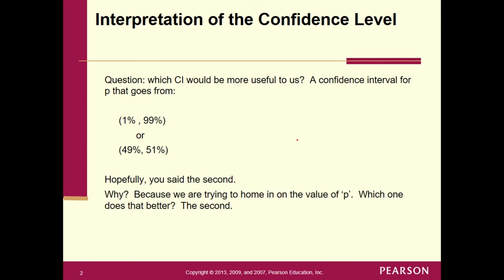And why? Because remember what we're trying to do. We're trying to home in on the value of the population proportion P. We're trying to home in on the value of whatever parameter we're creating a confidence interval for. All right. And obviously, the second one does a much better job. It is limiting the amount of numbers that we have to take a look at, with regards to that particular parameter. Right.